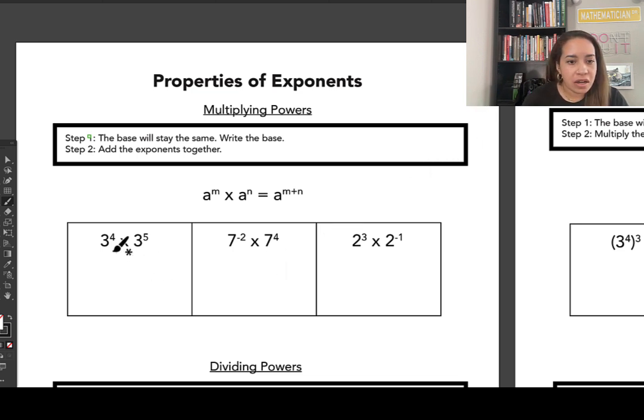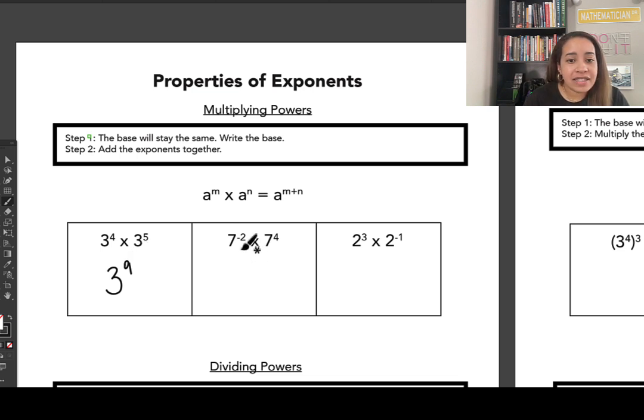So when we see multiplication problems that have exponents, we can call it multiplying powers, and this is what we'll do. The base, which is the big number, will stay the same, and we will add the exponents together. So our base is 3 in this problem. We keep the 3, and then we add up the exponents. 4 plus 5 gives us 9. 3 to the 4th power times 3 to the 5th power is equal to 3 to the 9th power. We can leave our answer just like this.